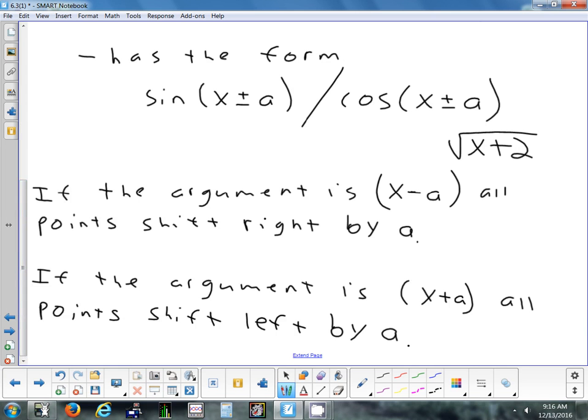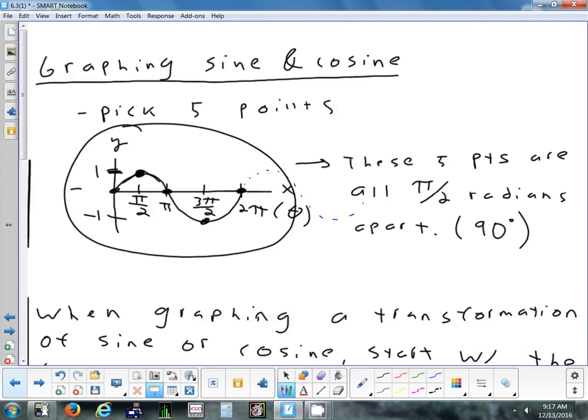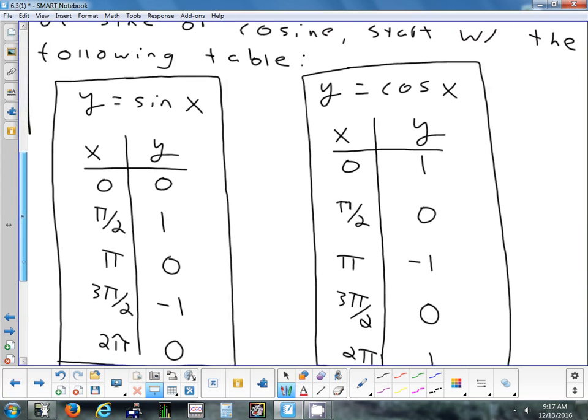Okay. Any questions on the basics, just if you're looking at a function, how you can tell if it's going to shift left or shift right? All right. So once we know it's going to shift left or right, then we have to translate those 5 original points I gave you. I'm talking about these 2 tables right here.